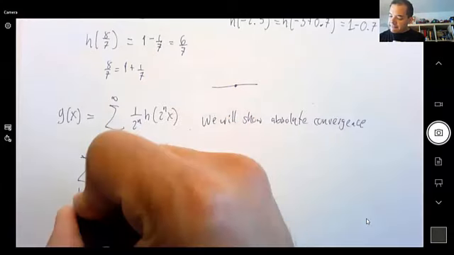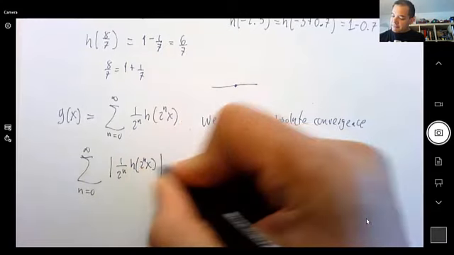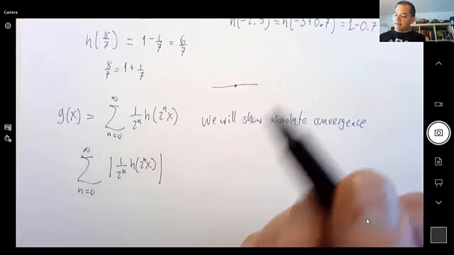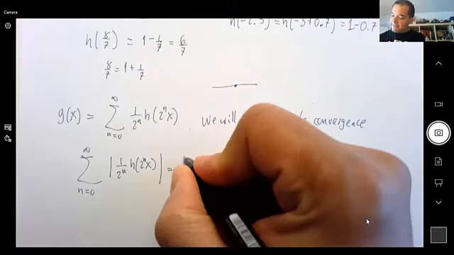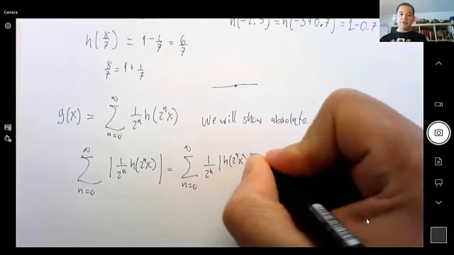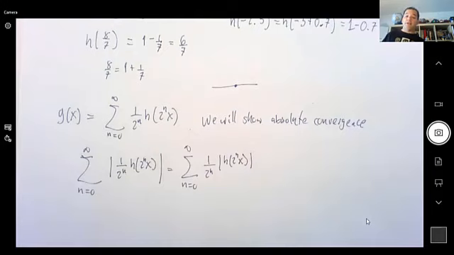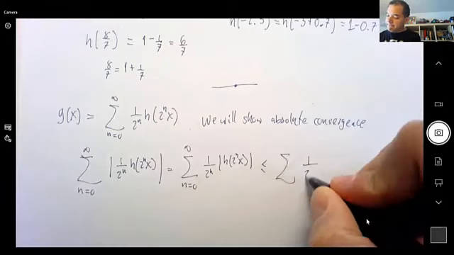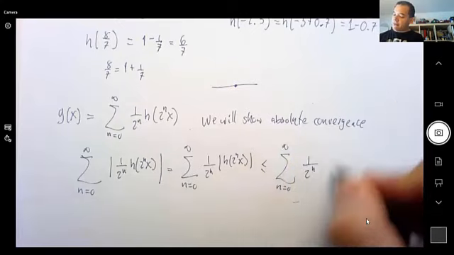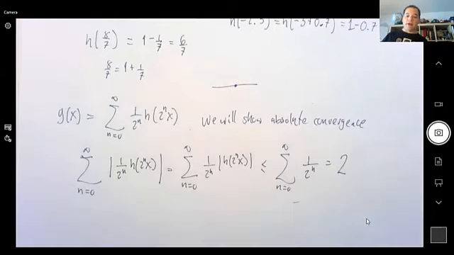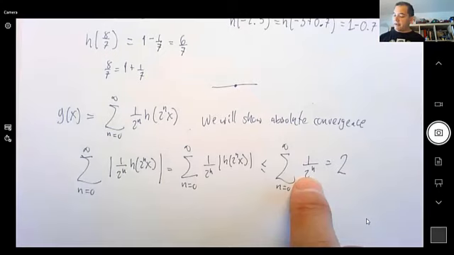So we need to do this. And well, actually, it's really the same here because this is positive, right? And here's the key thing, right? The only thing I'm gonna use is that the h function is always a number between 0 and 1. Right? So the most it can be is 1. So this is actually upper bounded by 1. And this is a geometric series. This one converges. It converges to, this is equal to 2, right? It's a geometric series. So because this series upper bounds that one, then by the comparison test, this one converges.